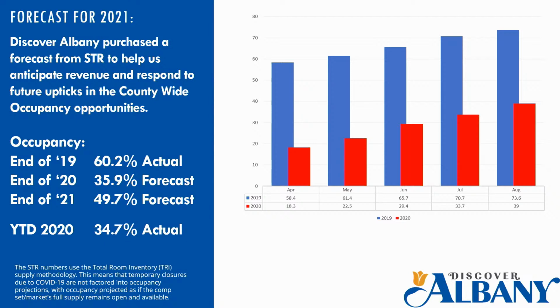As far as the forecast, just for occupancy's sake, at the end of last year, total occupancy for the county was 60.2%. That's an actual percentage. Utilizing the forecast we purchased from STR, at the end of this year we are forecasting 35.9% occupancy. And at the end of next year, STR is forecasting that we will see 49.7%.